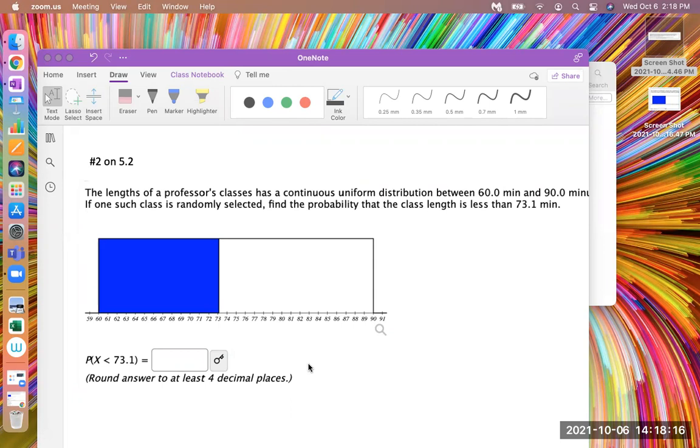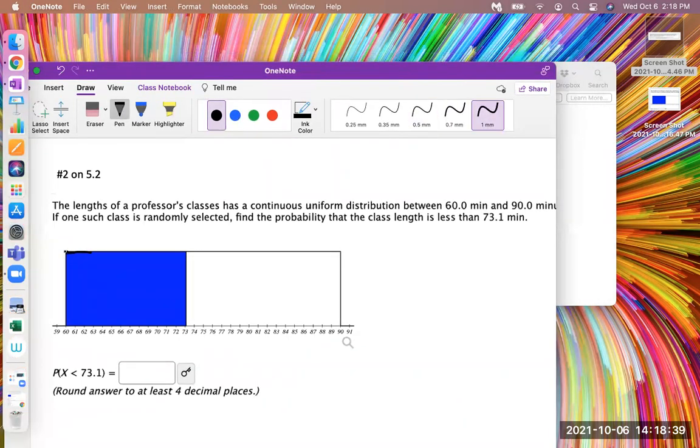Now, in these problems, they're trying to teach you that the area, and we're going to see in general later on, the area under the curve, and the curve here is a straight line. A big key concept, though, is that the area under the curve over the interval they're asking about is the probability that whatever's over that interval will occur.